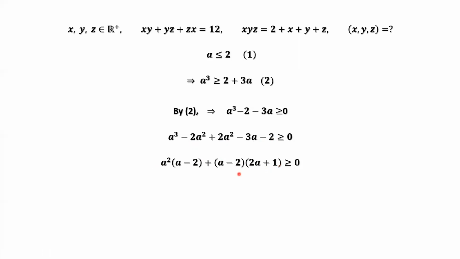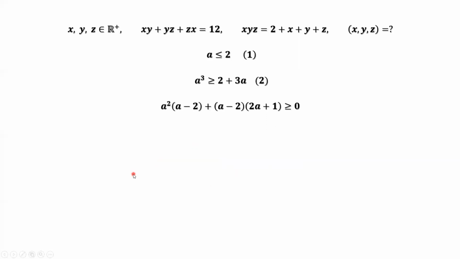We continue to factor the left-hand side. We have a minus 2 out, then times a squared plus 2a plus 1. The second part is a complete square. Then we have a minus 2 times a plus 1 squared is bigger than or equal to 0. This is our third result.